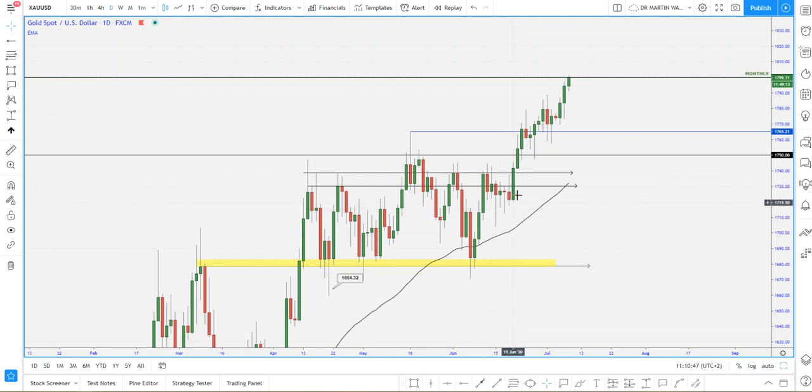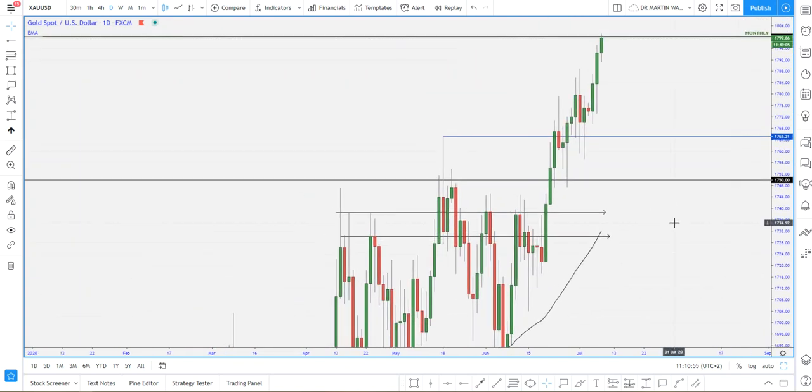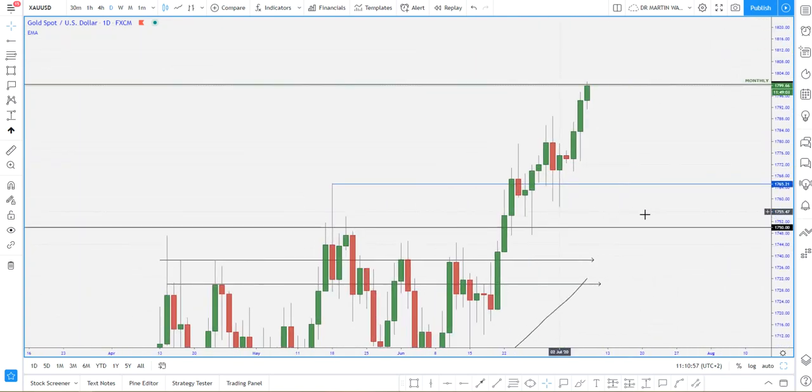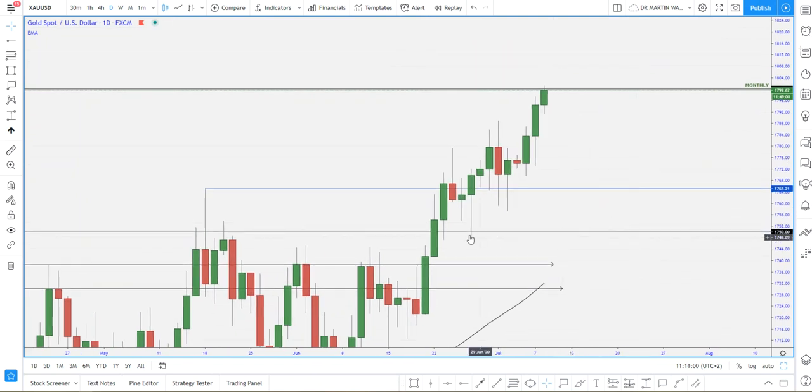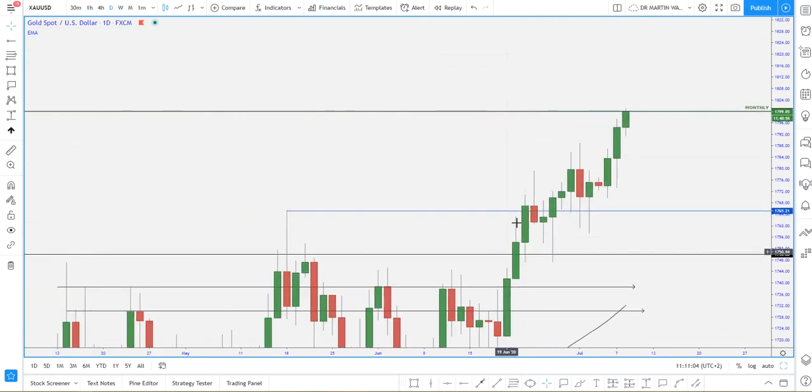We did break out of that level with a huge candlestick, and we even broke out of that 1750 major key level on gold, right? We broke out of that 1750 level and also came back to test it nicely with this beautiful H4 candle, and we got a confirmation that the market is going to continue rising, right?